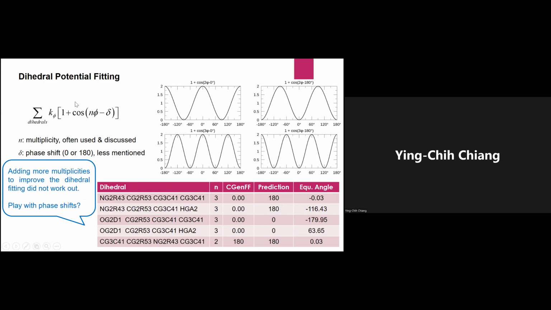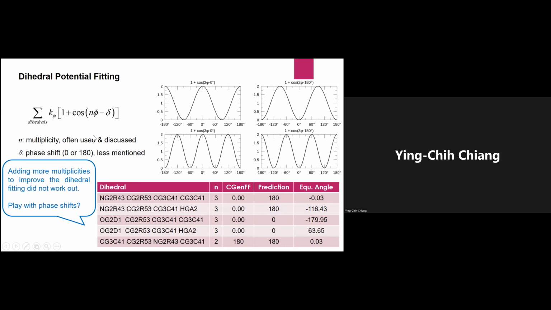And the real difficulty we encountered is how to do the dihedral potential fitting, because this part is not so often discussed in the literature, especially the phase shift selection. Usually the dihedral in the CHARMM force field is represented in this form. So basically you have a periodic function, and this k is the well depth, and n is called the multiplicity, where you can have a few multiplicities to describe one dihedral rotation. This part is often used and often discussed in the literature.